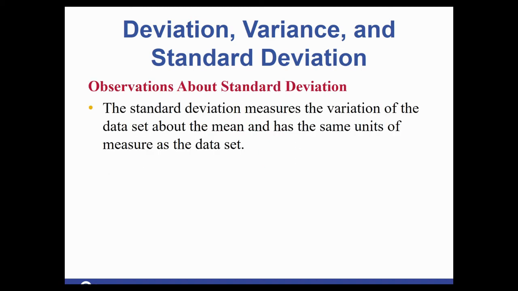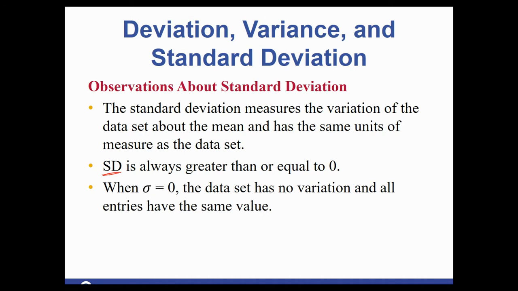So a couple observations about it. The standard deviation is measuring that variation or the spread. So it's going to have the same units as our data set. If we're talking about inches, then our standard deviation is in terms of inches. Your standard deviation, SD, is always going to be greater than or equal to 0. You can't have a negative spread. So it's always going to be 0 or bigger.